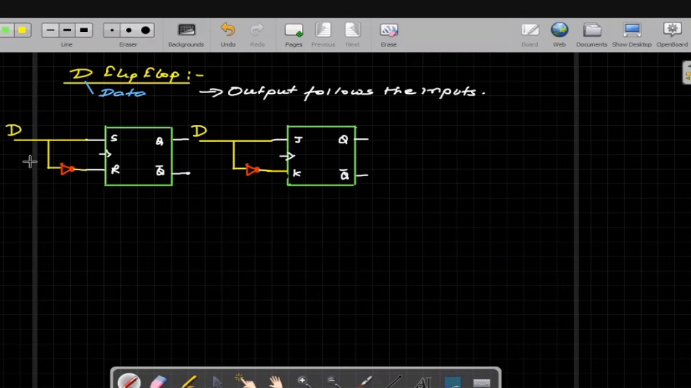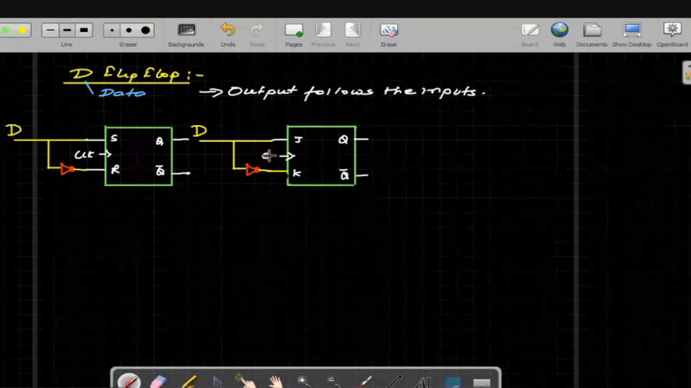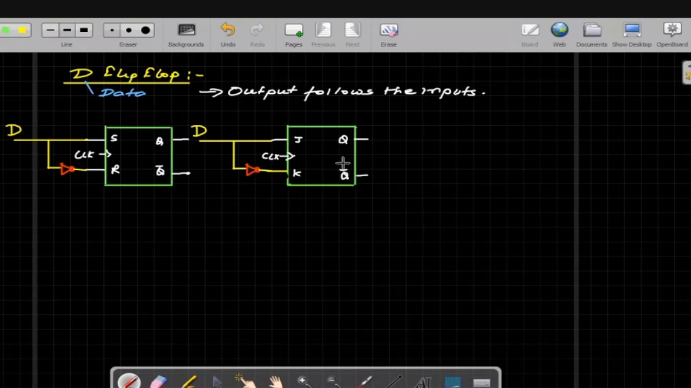So this flip-flop, this is the clock, written in short form as CLK. CLK, we are writing clock. Okay, so this is the D flip-flop which we designed with the help of SR flip-flop. This is the D flip-flop which we designed with the JK flip-flop.